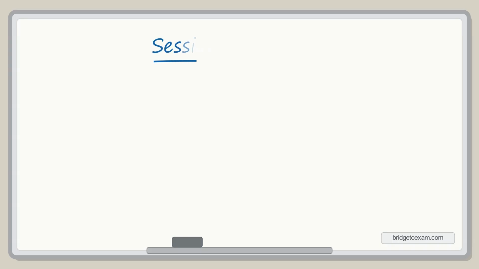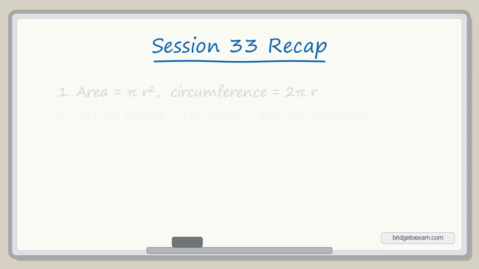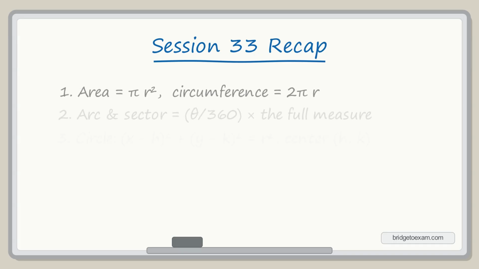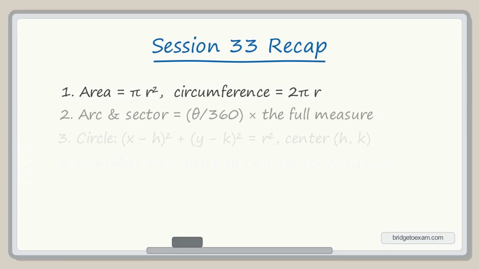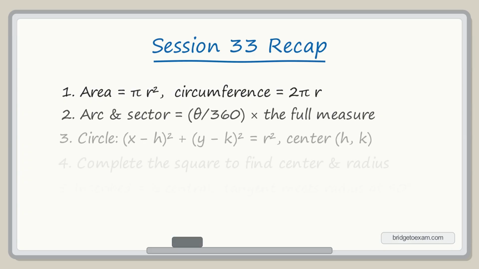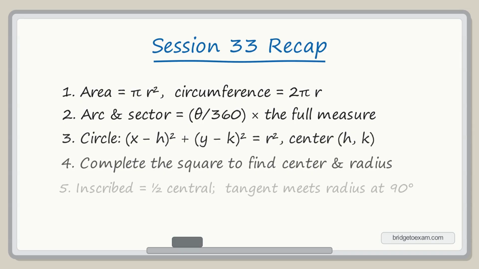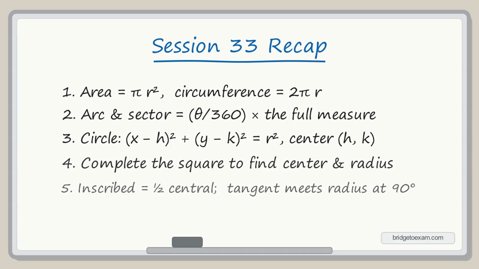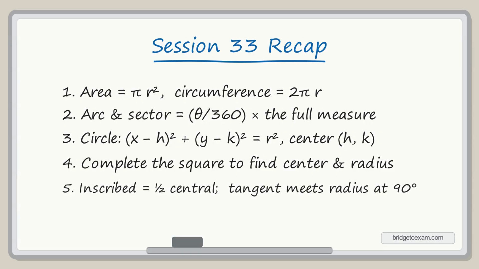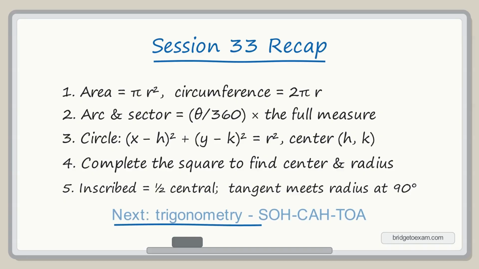Let's recap session 33. Area is pi r squared, and circumference is 2 pi r. Arc length and sector area are both a fraction of the full circle, theta over 360. A circle's equation, (x minus h) squared plus (y minus k) squared equals r squared, hands you the center and radius directly, and completing the square gets you there from general form. Finally, an inscribed angle is half the central angle, and a tangent is perpendicular to the radius.